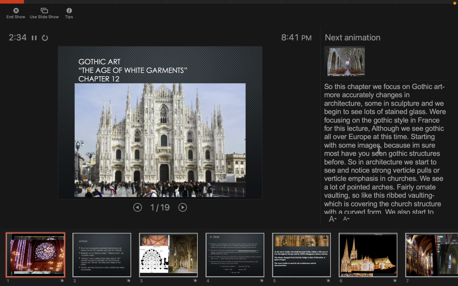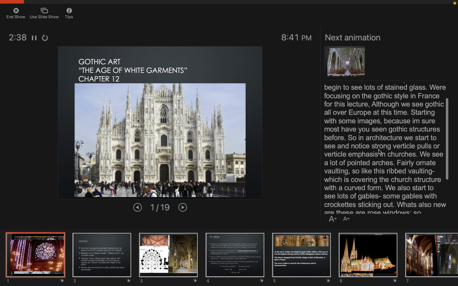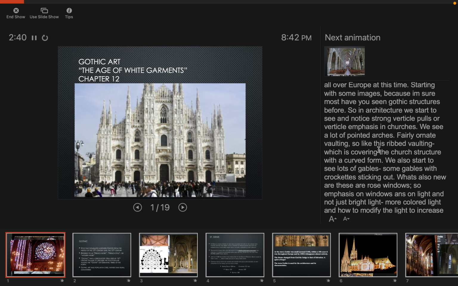So we see an emphasis on vertical. We see lots of pointed arches. That's another thing that is so different. Previously, we've talked about rounded arches, but a good way to identify a Gothic structure is by its pointed arches. If you look here, you see an arch, it comes to a point, and then it goes back down again. So that's a good way of identifying.